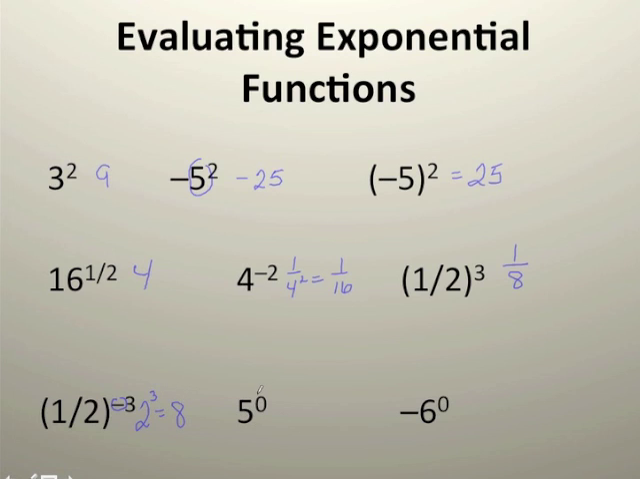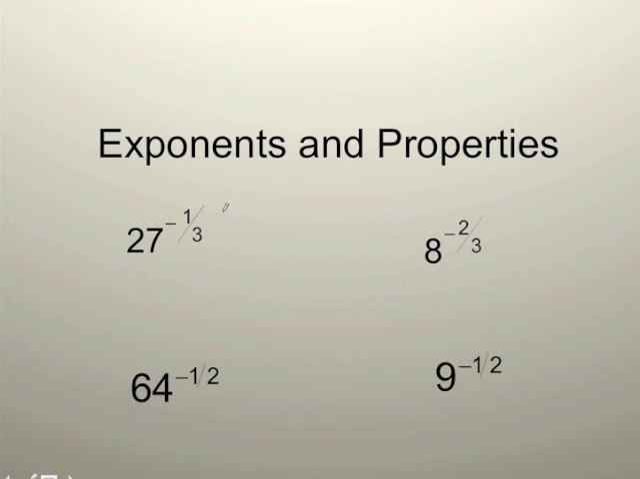Anything to the 0 power is 1. And this is negative of something to the 0 power, so it would be negative 1. Now here we have some more rational roots. So 27 to the negative 1/3: the negative means we take the reciprocal, 1 over 27, and now I want the third root of 1 over 27, that's 1/3.